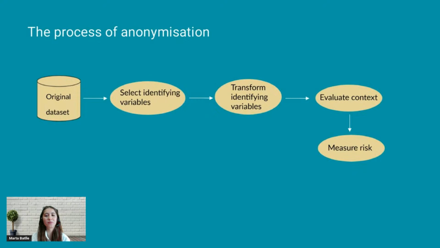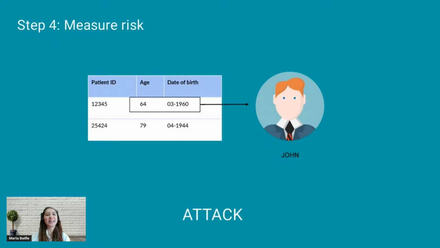And finally, once we've transformed our variables, we've evaluated the context, we have to measure the total risk of data breach, right? The way that we measure the risk that we can identify a specific person in a data set is basically to measure the probability that I can know that this piece of information or this row here in this data set belongs to a particular person. Let's call it John. So let's say that I have a database from the medical records from a hospital.